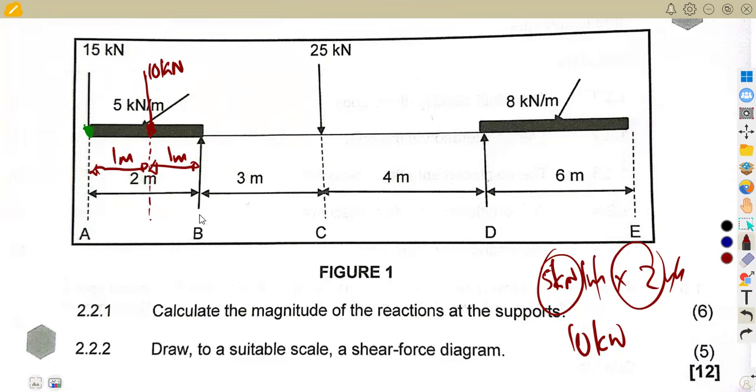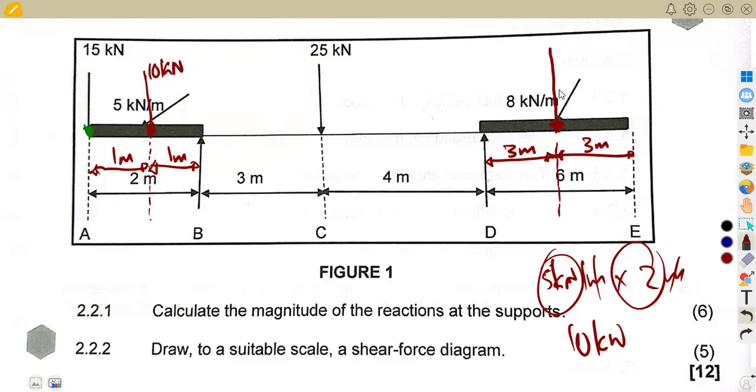We move on from B, where we've got a support. Then at C, there is a point load of 25 kilonewton. Then at D, we've got a support facing up. And from that point up to the end, there's a UDL, a uniformly distributed load. So what are you going to do? Again, put it as a point load in the middle of the distance of 6 meters. 6 divided by 2 gives 3 meters, so it is separated into 3 meters on this side and 3 meters on the other side.